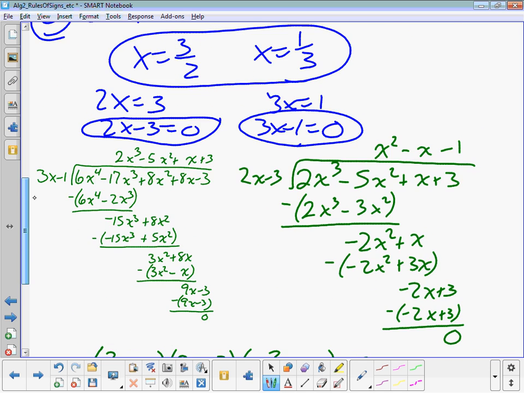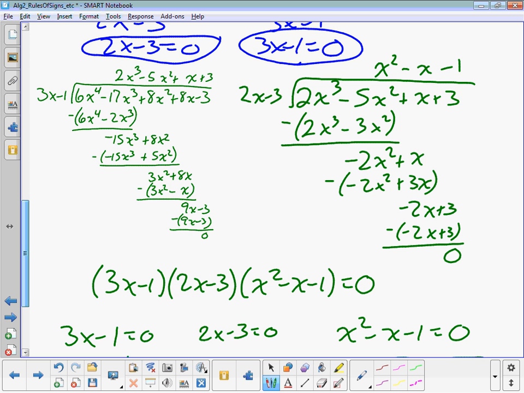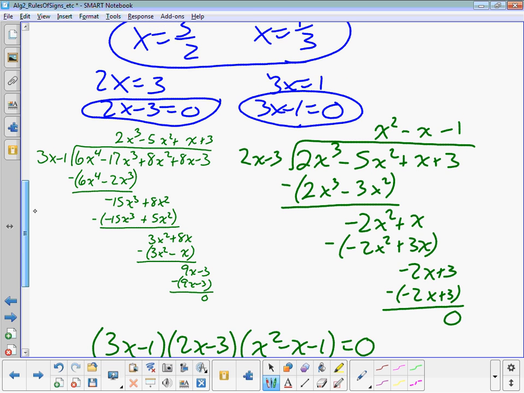So I went ahead and did the long division ahead of time. When I took the 6x to the 4th minus 17x cubed plus the 8x squared plus the 8x minus 3 and divided it by the 3x minus 1, I ended up with 2x cubed minus 5x squared plus x plus 3. Then I took that 2x cubed minus 5x squared plus x plus 3 and did long division, dividing that by 2x minus 3, and that got me to x squared minus x minus 1.